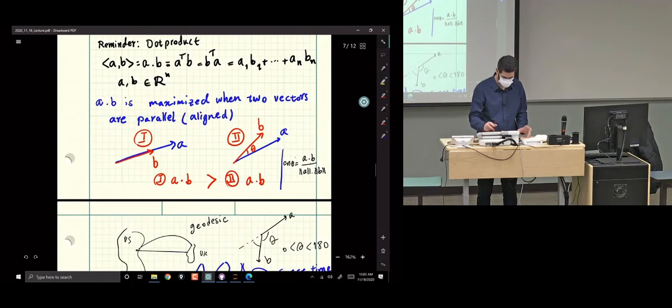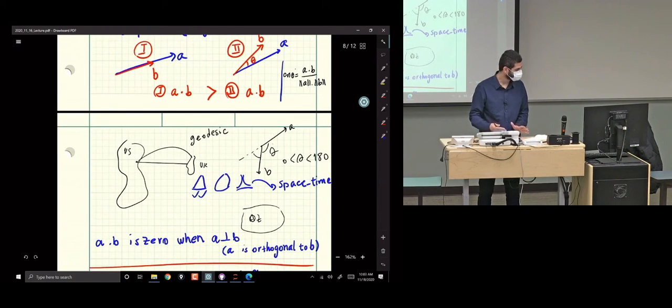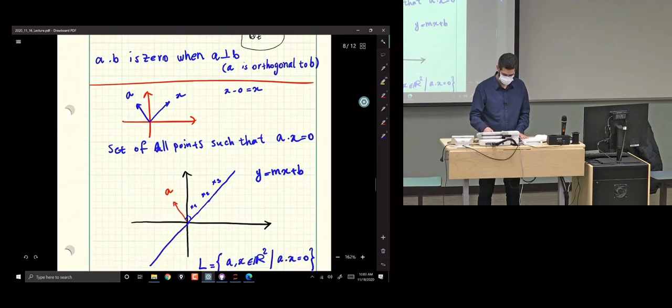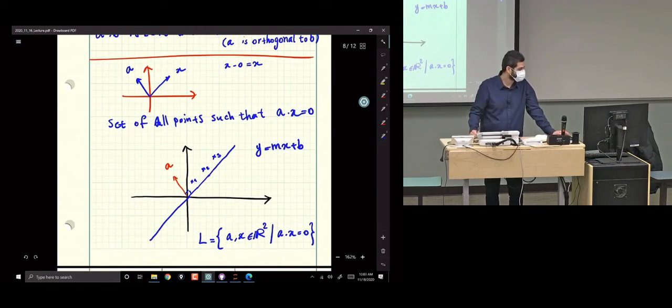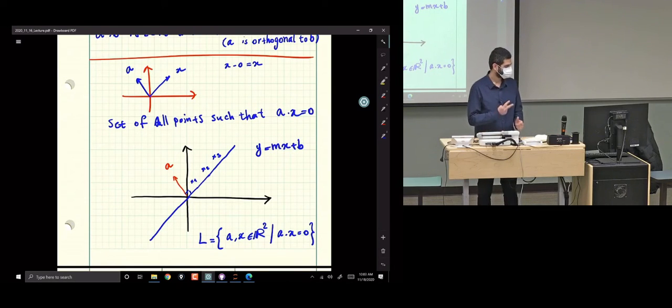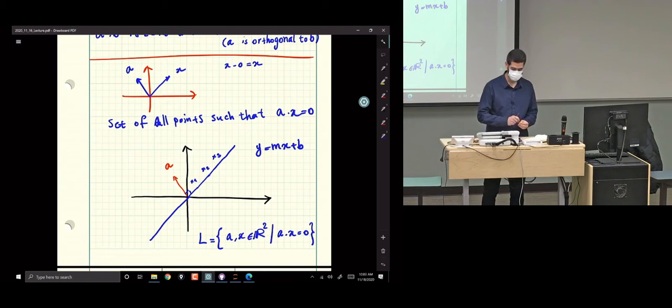Then there was a little confusion, but this is what we really need. We said that if two vectors are parallel, the dot product is maximized, and if they're perpendicular, the dot product is 0. So that's what we used. Then we said if we have a vector and we consider all the points that, when we draw a vector from the origin, are perpendicular to that, what shape will it be? And that was a line in the 2D plane.